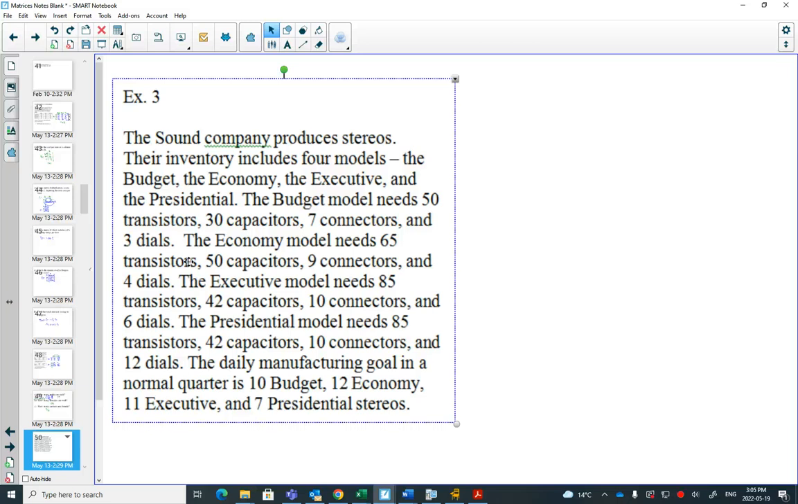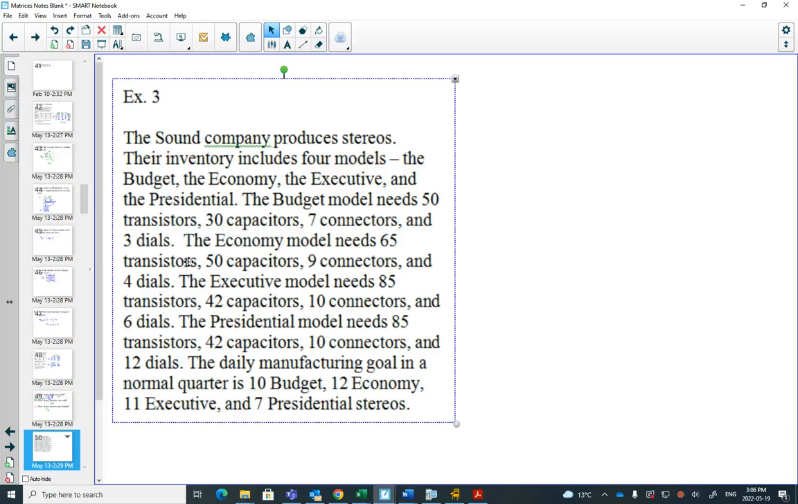A sound company produces stereos. They produce the budget, the economy, the executive, and the presidential. The budget model needs 50 transistors, 30 capacitors, 7 connectors, and 3 dials. Then they tell the economy one, the executive one, the presidential one, and what is produced of each one every day.